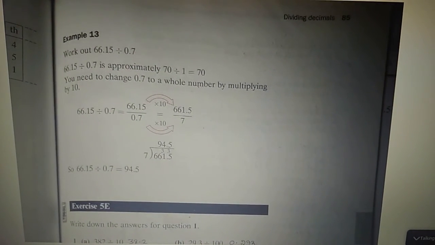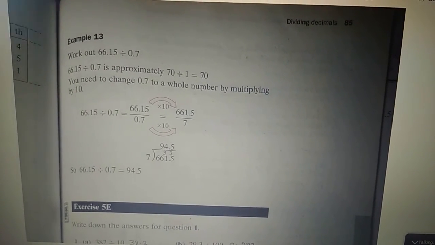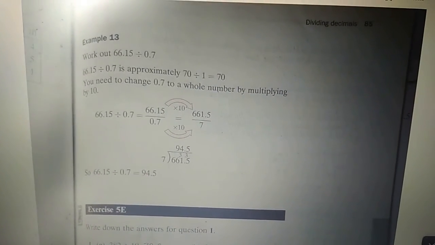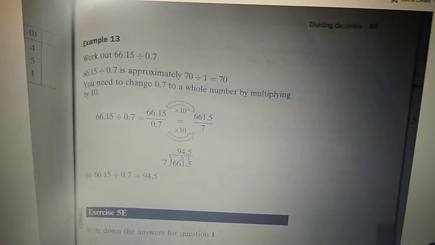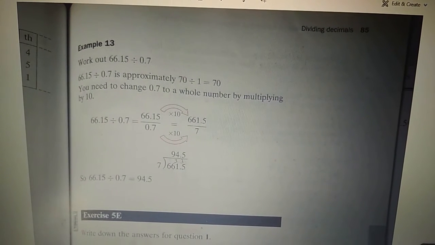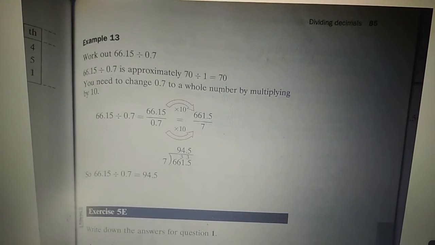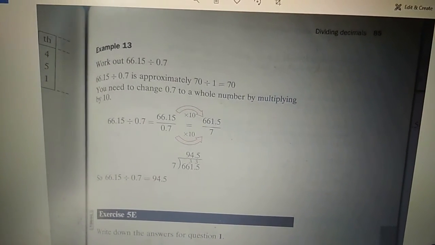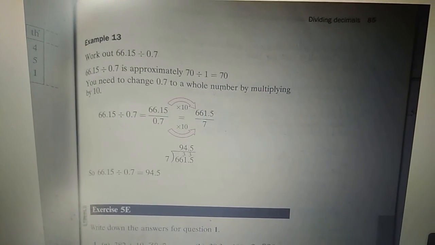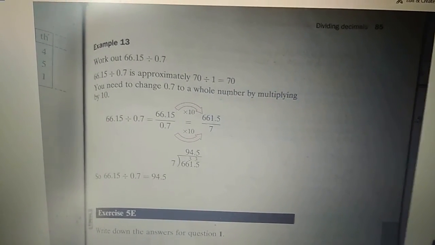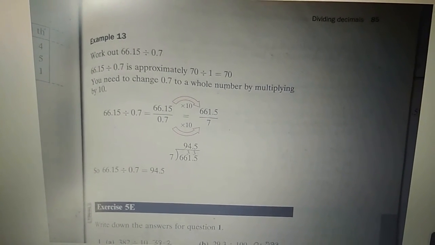Okay, now it is a bigger number, but it is much easier for us to divide. So 661.5 divided by 7 is equal to 94.5. The answer is very easy. It would be difficult to find 66.15 divided by 0.7, because 0.7 is difficult to calculate with, but 7 we can easily calculate.